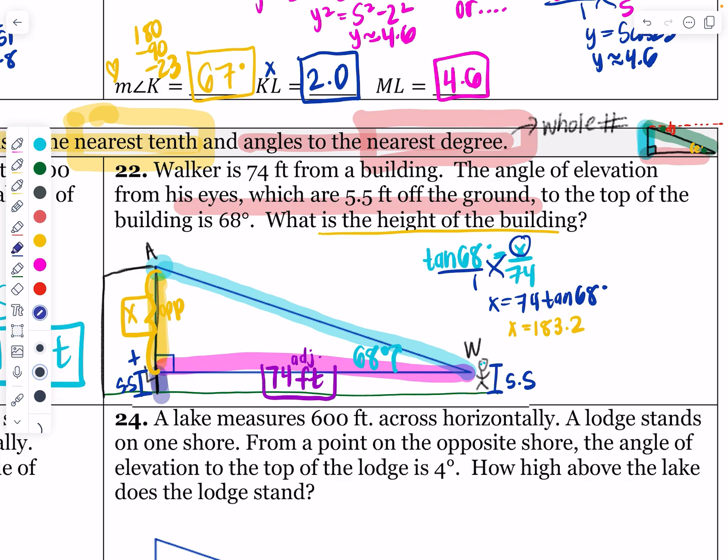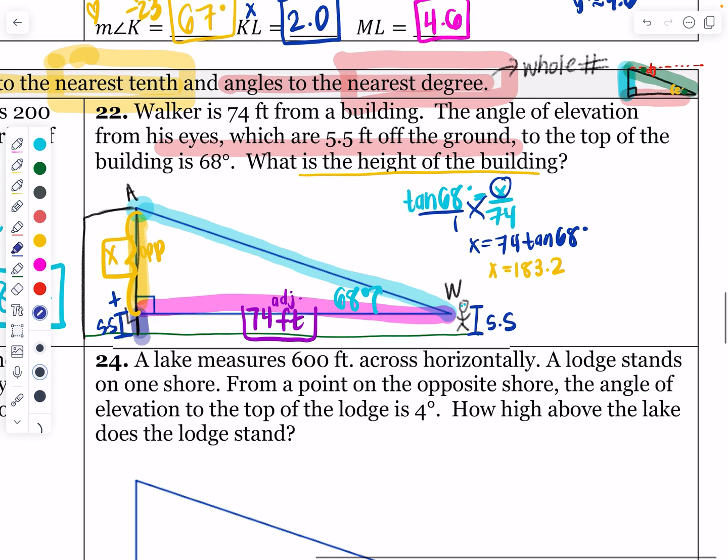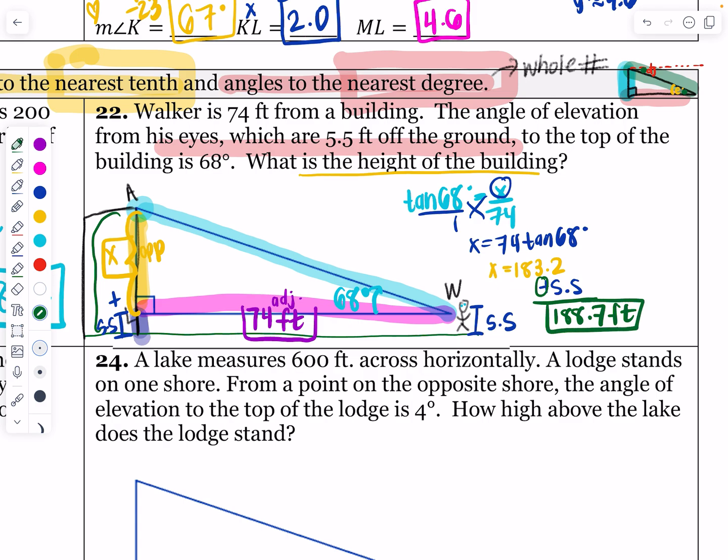I also need to add Walker's original height to it, okay? So I need to add that plus 5.5. So what I'm going to do is I'm going to say plus 5.5, which is the height below Walker's eyes. So my total distance of this building, my total height, I should say, my height from here to here is going to be 183 plus 5.5. And that is going to give me 188.7 feet. So that's how tall the actual building is. That whole thing, I had to add those together.